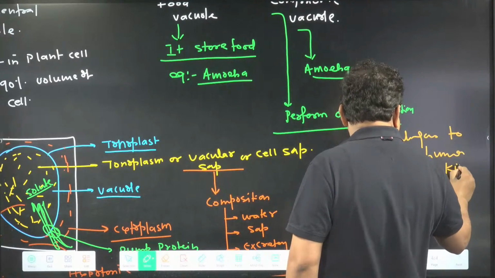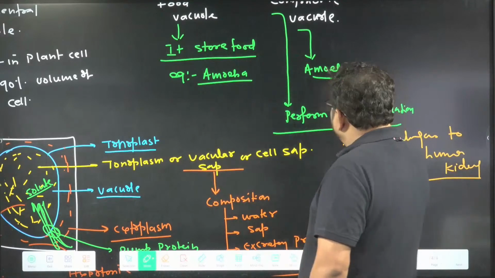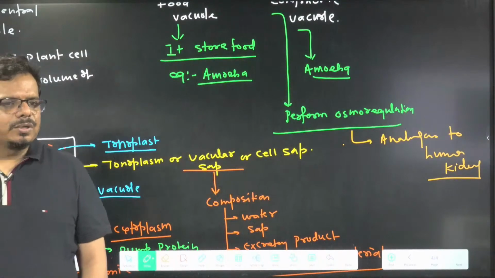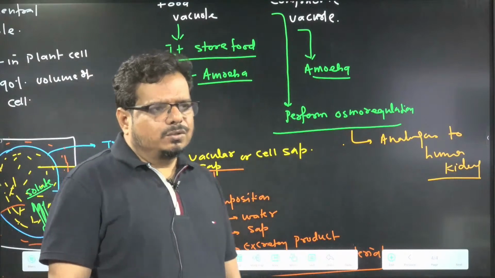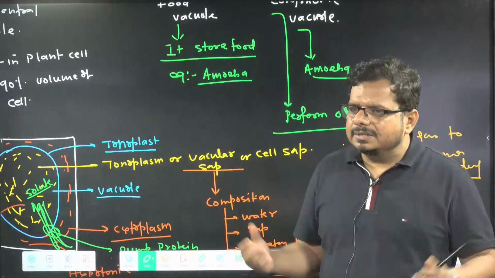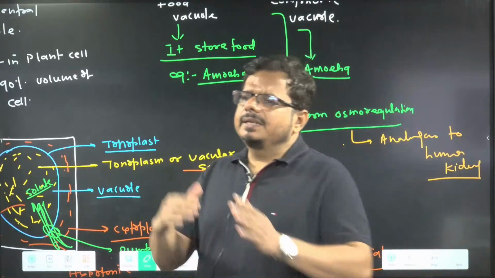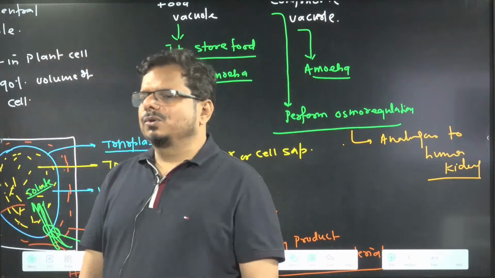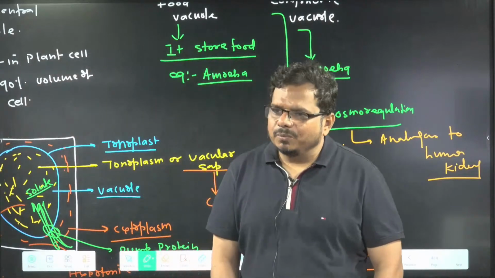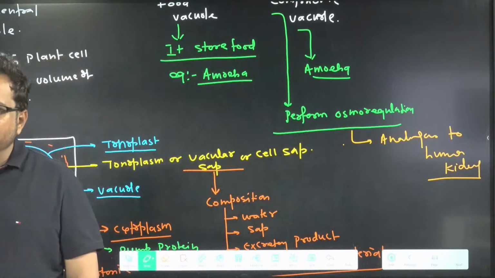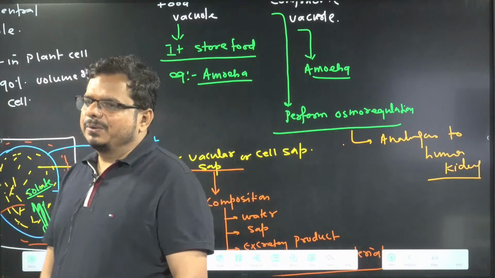Human kidney. Because it is maintaining the osmolarity in which one? Amoeba or some protistans. Getting the idea or not? So can we say it is maintaining the osmolarity, hence it is analogous. Analogous means functionally same. So now who is over? Vacuole is over. Now we are going to move to the next cell organelle, mitochondria.